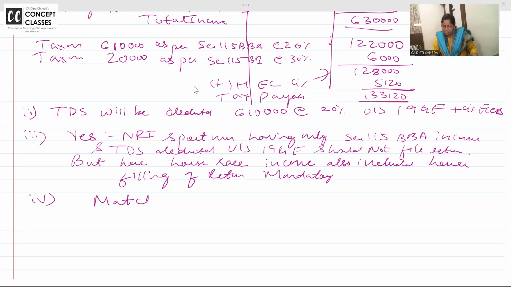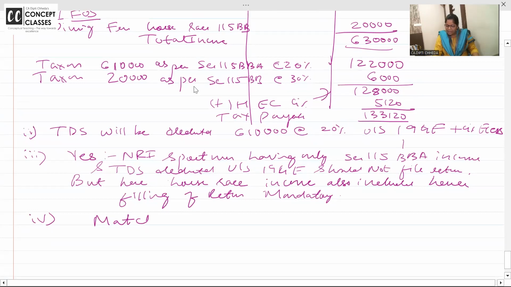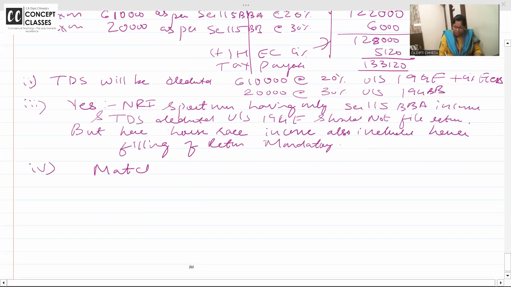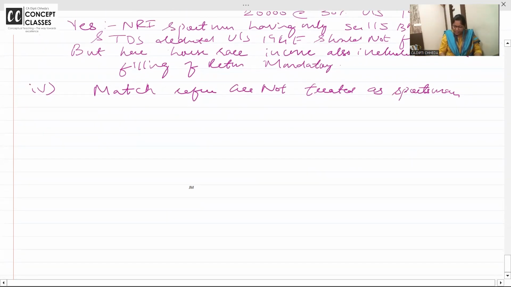TDS is deducted under 194E for sports related income. Of course, on horse races also under 194BB, TDS is deducted. 20,000 जो income है ना, उस पे भी TDS deduct होगा 194B में. But then also, if you are a sports person, come and play in India. जितना tax आ रहा है TDS 20% with cess देके जाओ, you need not file the return. But you got horse races income, now you have to file the return. And match referees are not treated as sportsmen. Match के referee होते हैं ना, dear students, they are not treated as sportsmen.